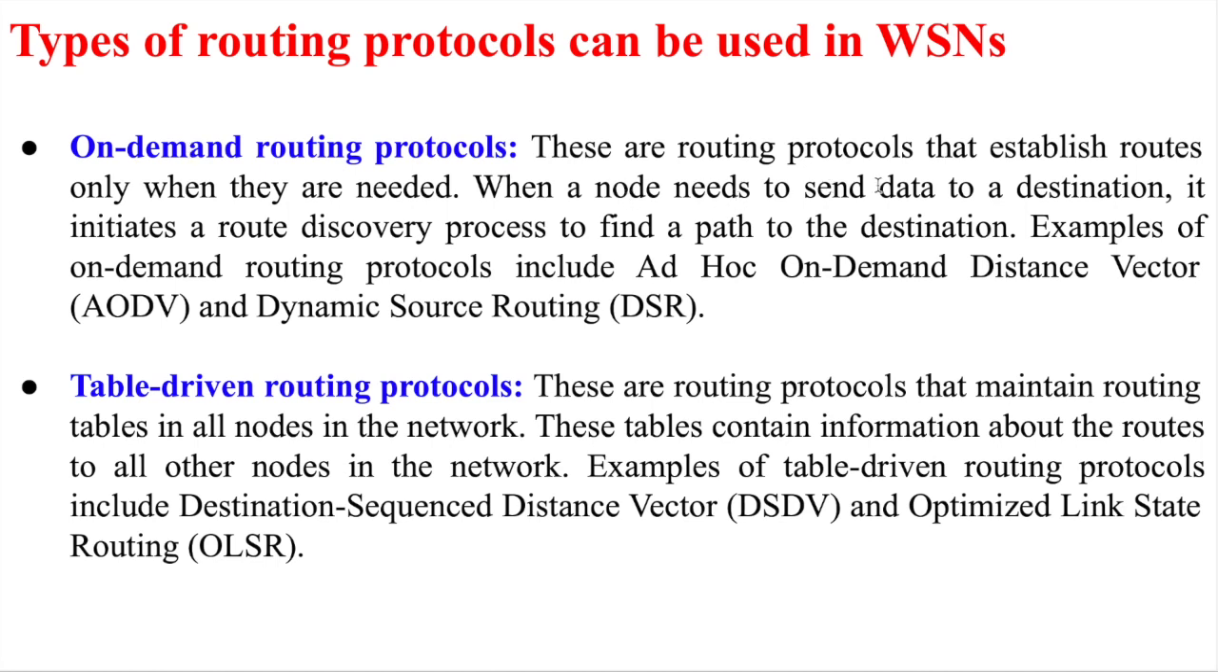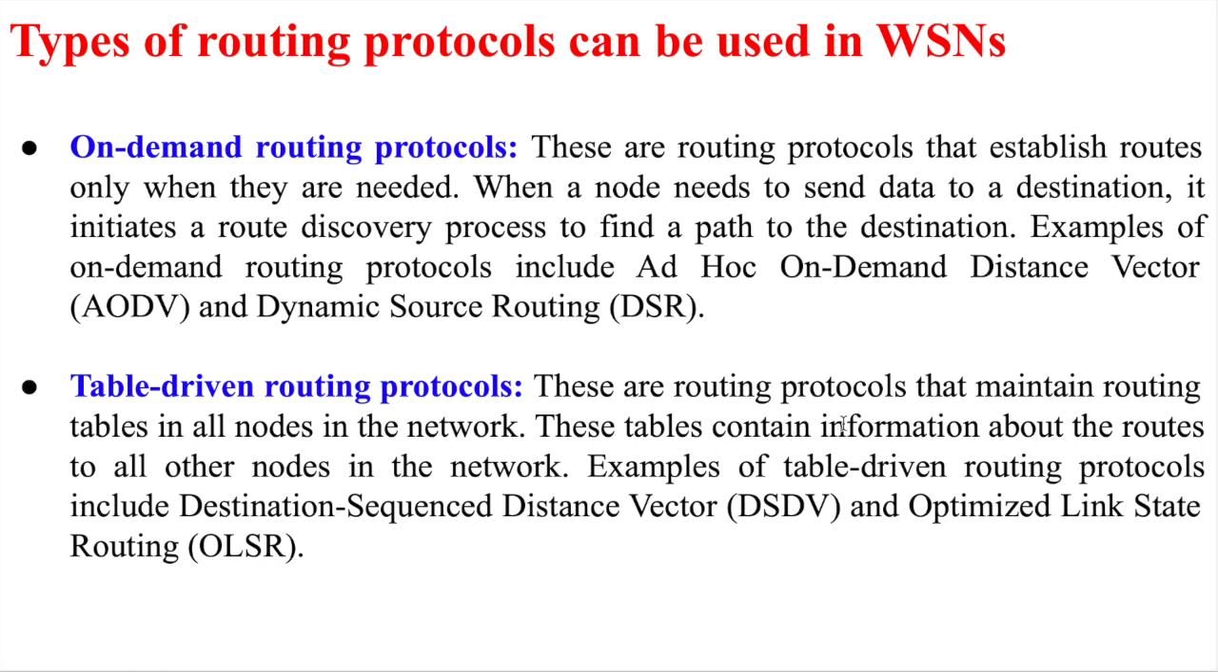When a node needs to send data to the destination, it initiates a route discovery process to find a path to the destination. And of course, it makes a path and transmits its data. AODV is the well-known routing protocol in that case, in wireless sensor networks and ad hoc networks. Another is DSR, the dynamic source routing protocol. So these two are on-demand routing protocols, and when you need to transmit data, you can transmit it.